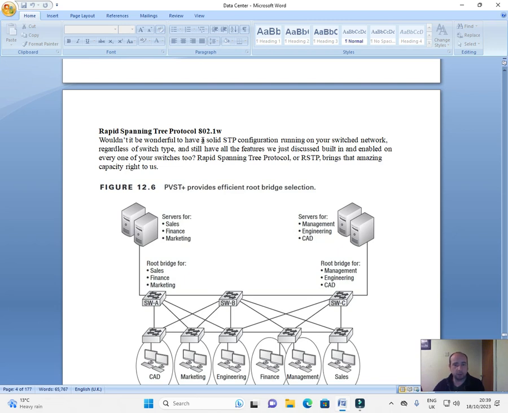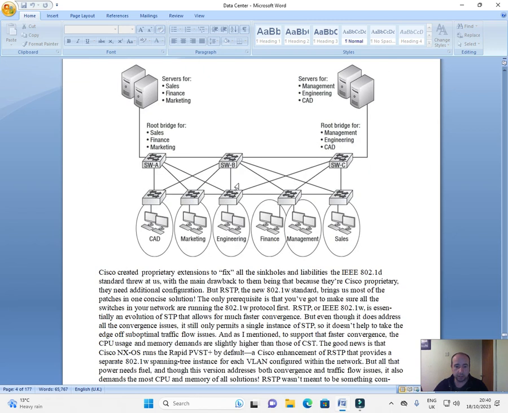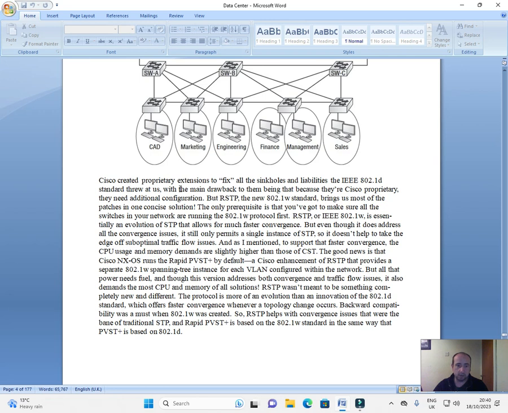Rapid Spanning Tree Protocol, 802.1w. Wouldn't it be wonderful to have a solid STP configuration running on your switch network regardless of switch type and still have all the features we just discussed built in and enabled on every one of your switches too? Rapid Spanning Tree Protocol, or RSTP, brings that amazing capacity right to us. Cisco created proprietary extensions to fix all the sync issues and liabilities the IEEE 802.1D standard threw at us, with the main drawback being that because they're Cisco proprietary, they need additional configuration.